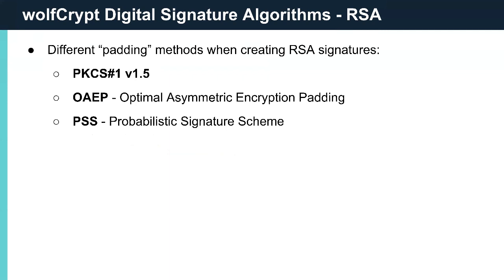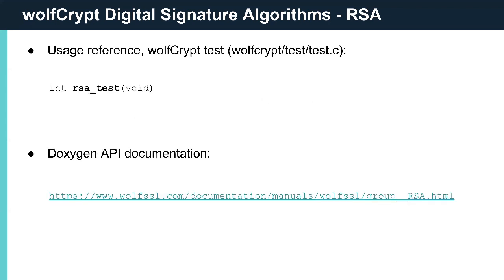There's different padding methods when you're creating RSA signatures. There's PKCS #1 version 1.5, that's our default padding scheme. There's OAEP, which stands for optimal asymmetric encryption padding. And there's PSS, which stands for probabilistic signature scheme. For usage reference, in test.c, we have RSA test as a function, and then we also have our Doxygen API for RSA.